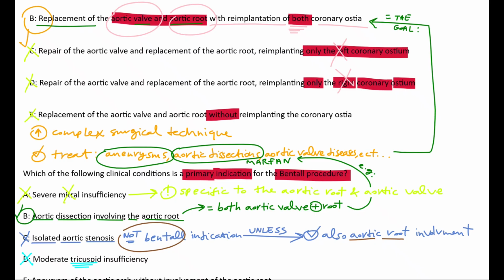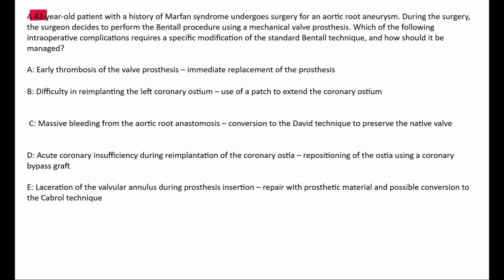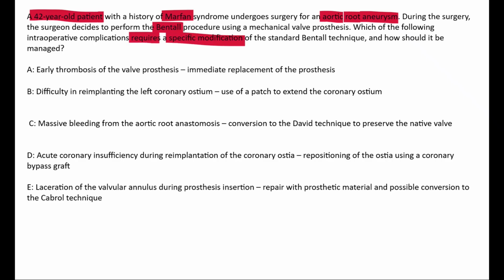Alright, lastly, I will be presenting to you a slightly more difficult question. A 42-year-old patient with history of Marfan syndrome undergoes surgery for an aortic root aneurysm. During the surgery, the surgeon decides to perform the Bentall procedure using a mechanical valve prosthesis. Which of the following intraoperative complications requires a specific modification of the standard Bentall procedure, and how should it be managed? So each answer has a two-part answer to it, right?